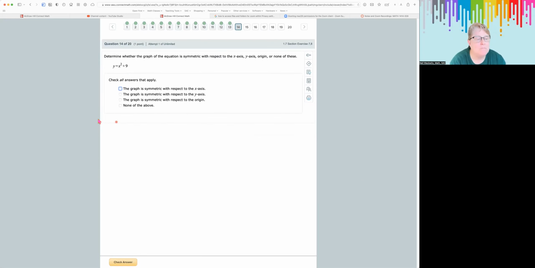Okay, the next several questions are about symmetry, and we looked at that in the lecture. So is this graph symmetric with respect to the x-axis, the y-axis, the origin, or nothing? The way we can tell is we can substitute negative x in there for x. We've got negative x squared, which is the same as x squared. So it stays the same. If a graph stays the same, it is symmetric with respect to the y-axis.